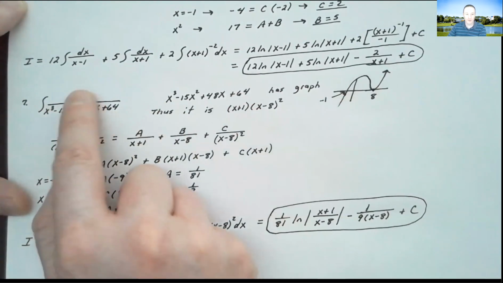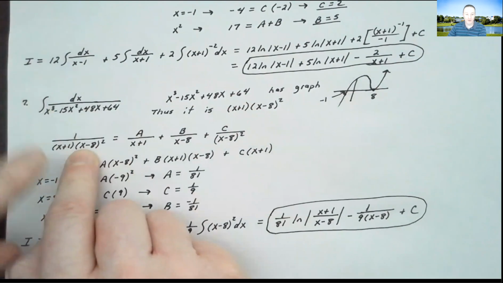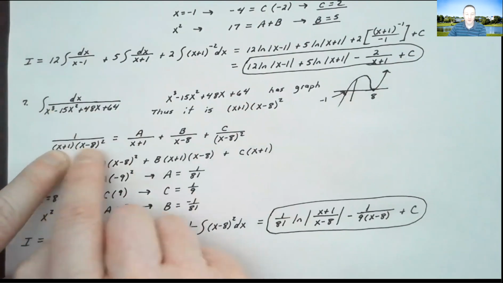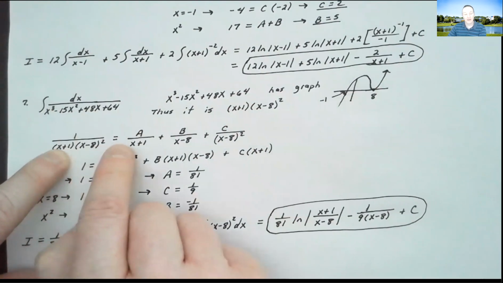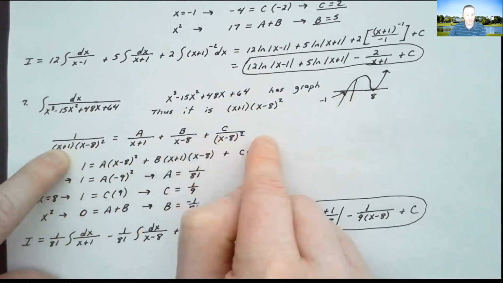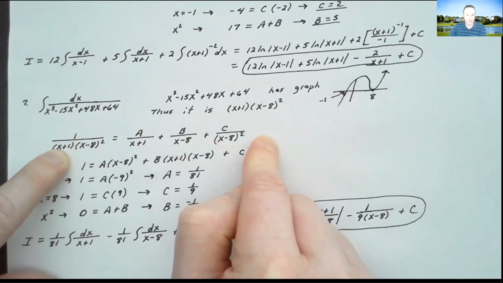So then I can say, well, then my original problem factors to be 1 over x plus 1 times x minus 8 quantity squared. Now, I need to reduce that to its simpler partial fractions to make the integration possible.